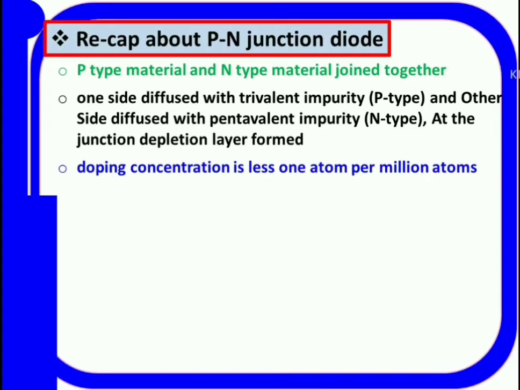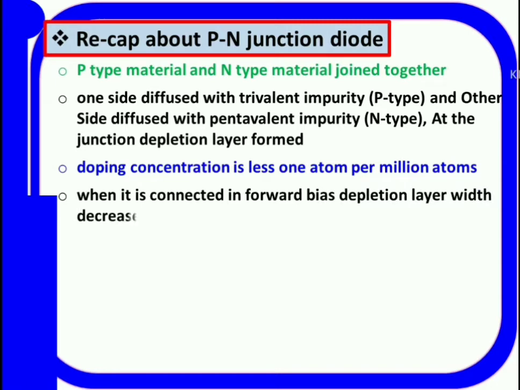When it is connected in forward bias, all the majority charge carriers move towards the junction, the depletion layer width reduces and the current increases. So in forward bias, the diode offers low resistance and a high current flows through it. That's why in forward bias, the diode acts like a short circuit, a closed switch.